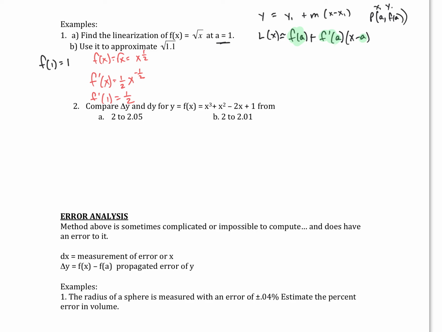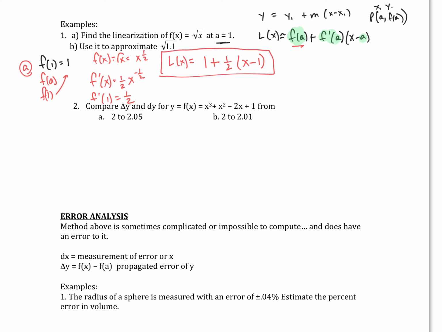So this is all part A. Again, this is all part A. So now I can say L of x is approximately, and I'm saying approximate because it's not exact. We're zooming in so close that it's going to give us a pretty good value because we are so close to that point P. All right, f of a, we know what f of a is. This is f of a right here. f of 1 is 1. So this is going to be 1 plus, okay, f prime of a, we did that, that's 1/2, and then x minus 1. So there is my linearization equation, and I'm done with it.